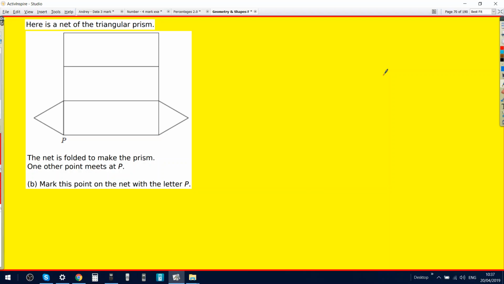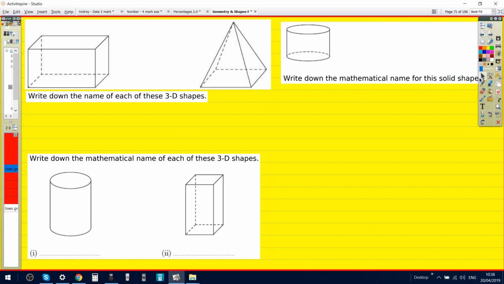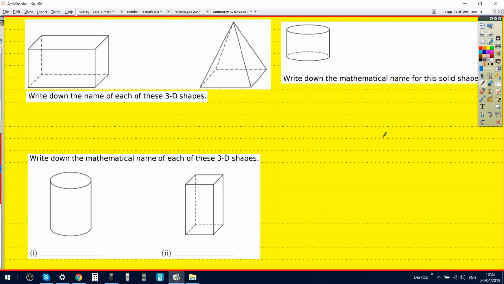The net is folded to make a prism. One other point meets with P. Is it the top rectangle? Yeah, that's up there. Okay, name of each shape. So is the top left one a cuboid?